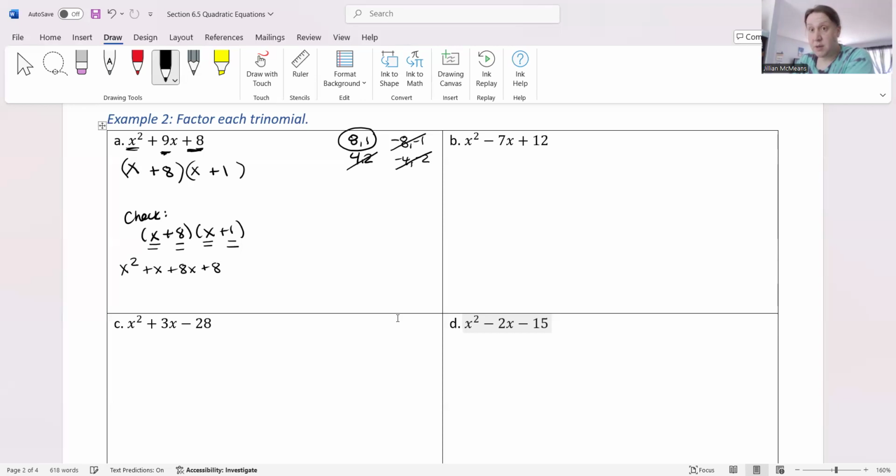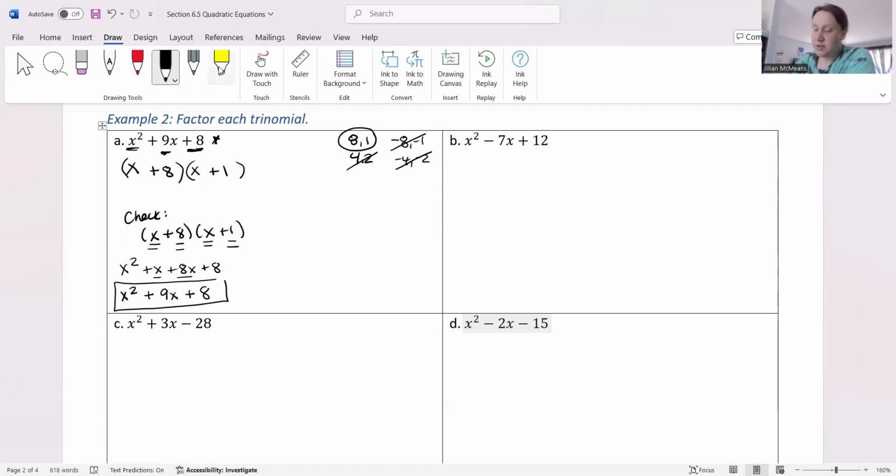And then I'm going to clean this up. I'm going to simplify and write it in standard form. So I drop down my x squared. And then x plus 8x is 9x. And then just drop down my 8. And so notice this right here is exactly what we started with.